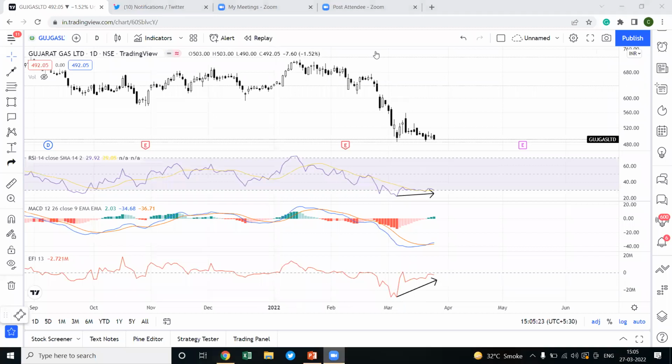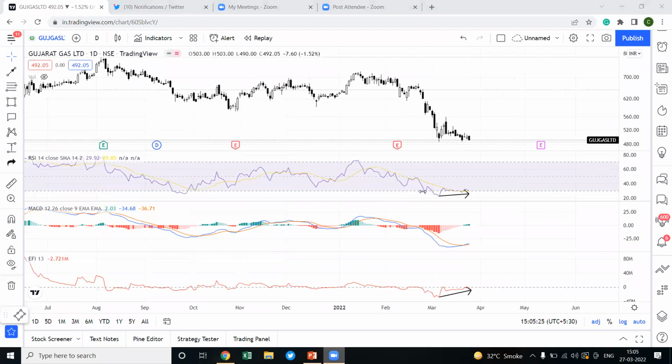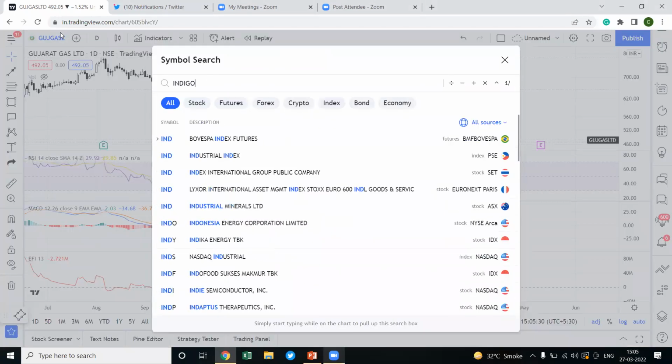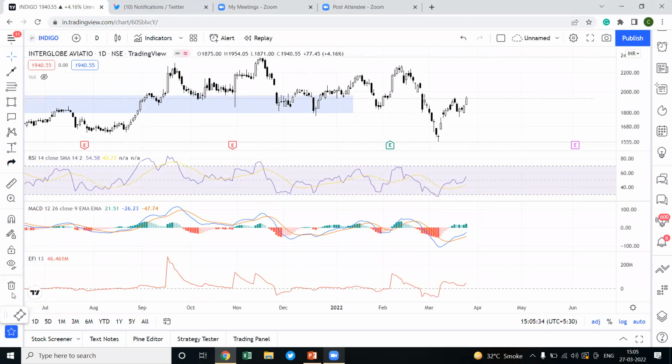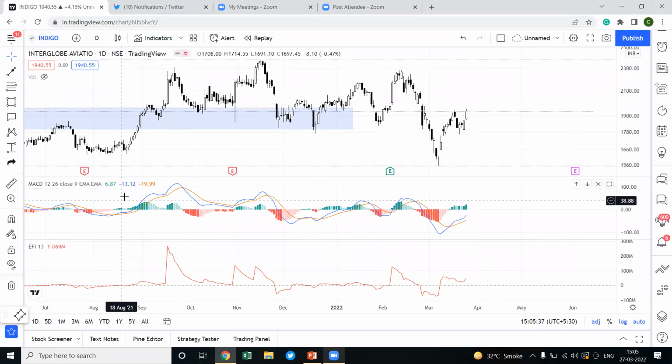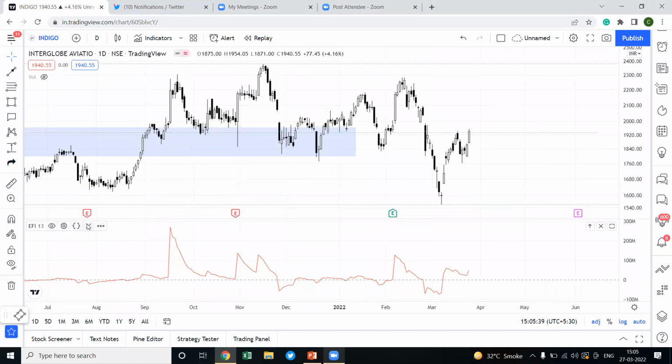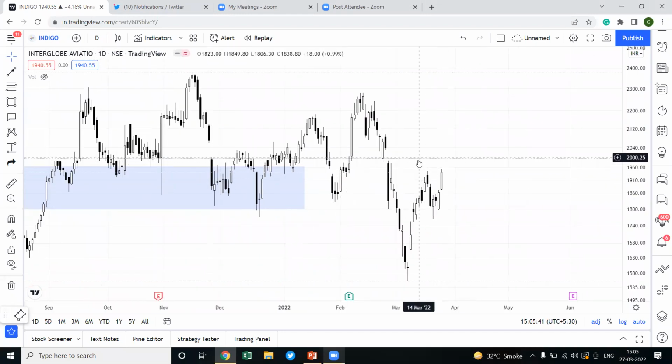Got it. And would you prefer to go long on Indigo, even after it moved from 1750 to 1958 right now? Seeing the news, because on the weekend we are getting good news about the same. So is the news following the price, or the price following the news?